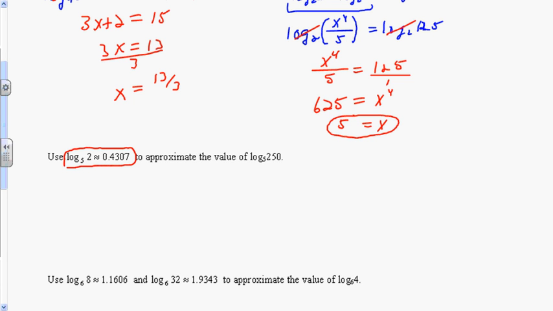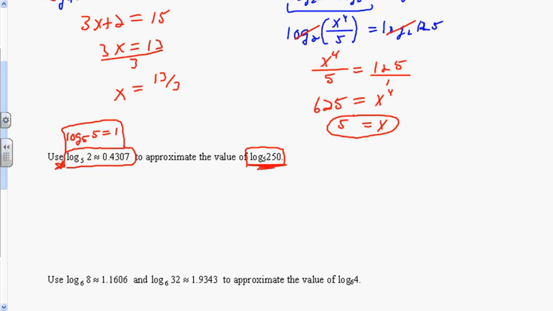Right? They want us to approximate the value. Now remember, we cannot do this on your calculator. It's base 5. But we can do it with a little bit of information here. This is clue number 1. We also have in our little handy-dandy toolbox here that we found out yesterday the log of base 5 of 5 is equal to 1. Those two things together give us 2 clues to do this problem.